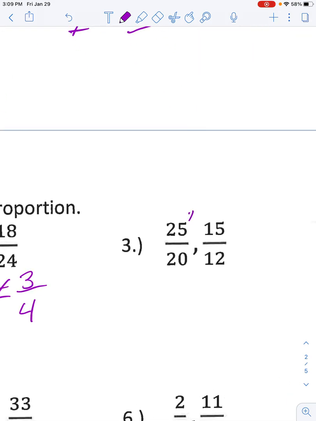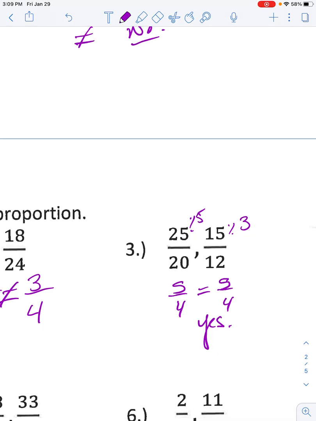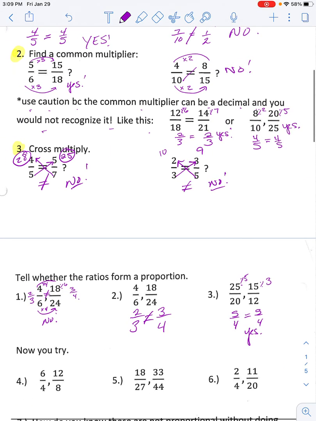I don't see a common multiplier, so I would just simplify. I'm going to divide numerator and denominator by 5 here to get 5/4. 3 here, 3, 6, 9, 12 to get 5/4. Yes, those two are in proportion. They're both 5/4. Okay, all right, go ahead and pause.